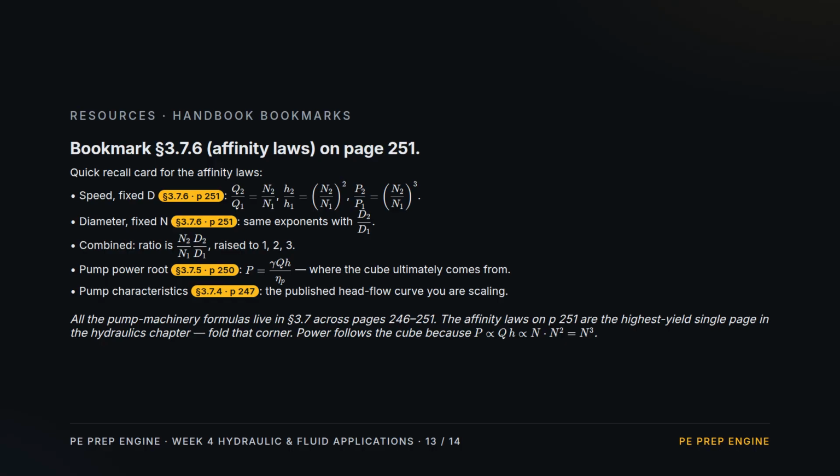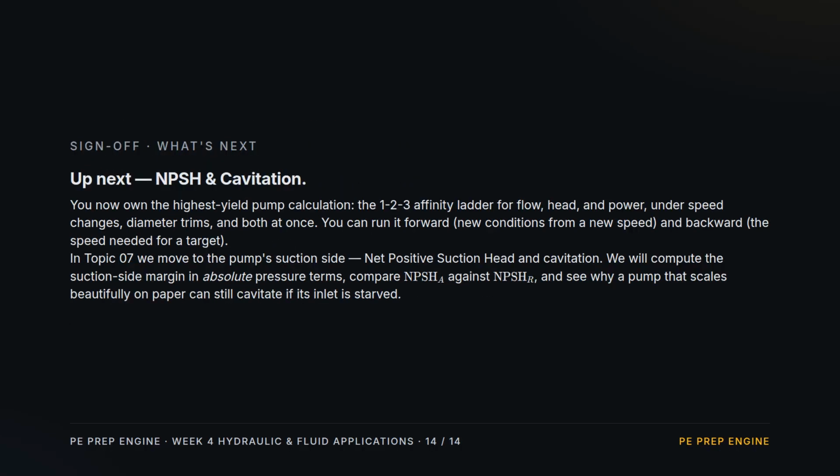Fold that corner. You now own the highest yield pump calculation, the 1, 2, 3 affinity ladder for flow, head, and power, under speed changes, diameter trims, and both at once, forward and backward.